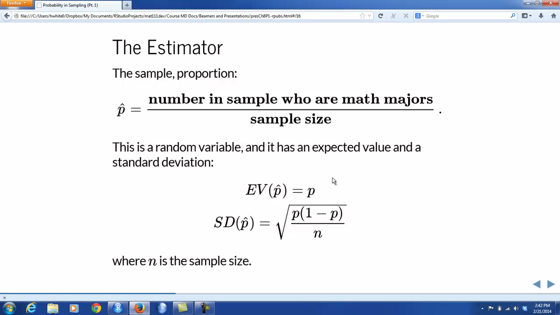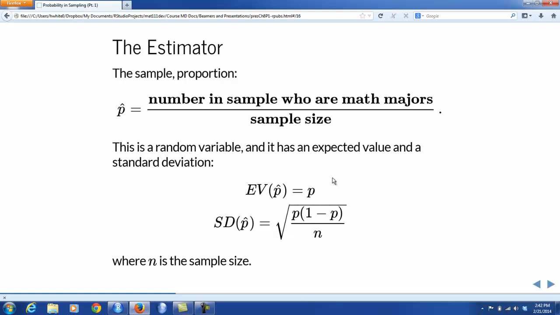You estimate this with the sample proportion. That is, you look at the number of people in your sample who are math majors and divide by the sample size, getting a sample proportion which we denote P with a little caret or hat on top. The caret or hat in statistics indicates estimation of some sort. Now, P hat is also a random variable. It may not surprise you to learn that its expected value is P, the population parameter that it's trying to estimate.